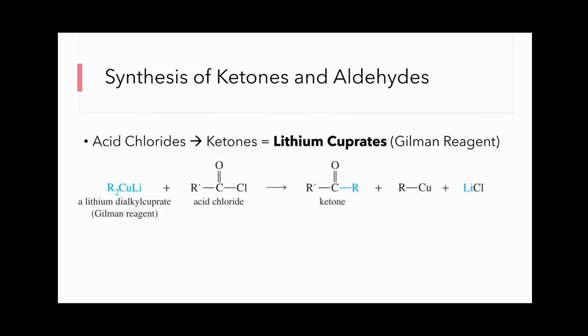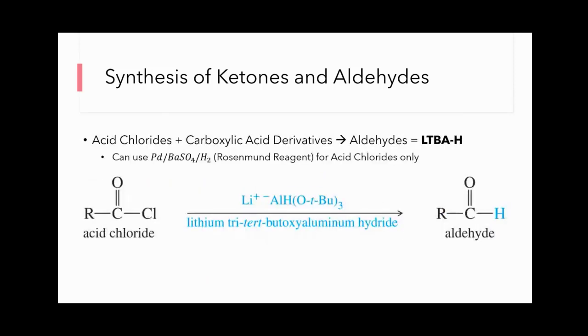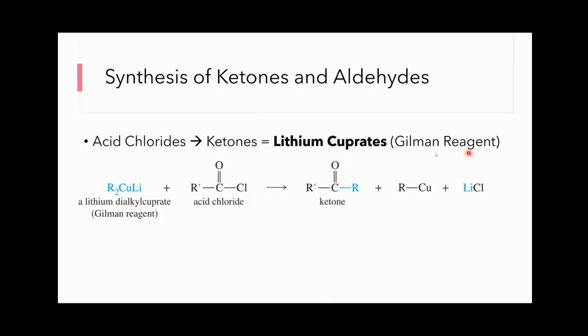So if you have an acid chloride and you want to turn it into a ketone, you would use lithium cuprates. Essentially, the R group of the lithium cuprate will just replace the Cl. This is kind of similar to the organolithium reaction. Let me see. Right here, where it will just replace a substituent of a carbonyl.